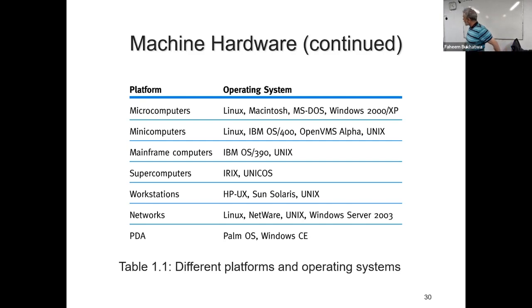Operating systems, these are some of the famous operating systems that were used. Microcomputers, these are computers like the laptops and the desktops and all that. Linux, Macintosh, if they're made by Apple. MS-DOS, that was the single user one, and then Windows, and Windows just kept on developing.